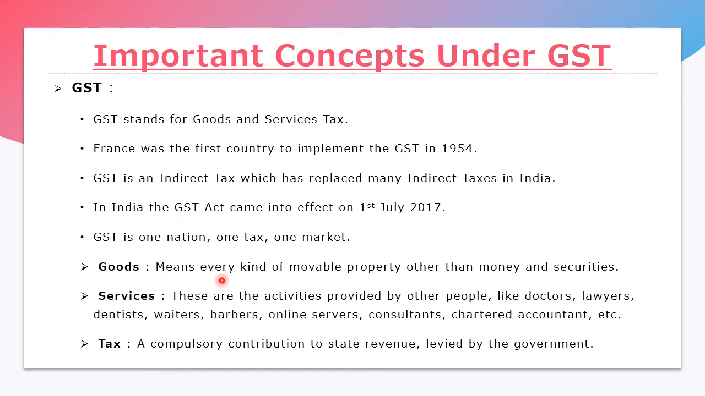What is goods? Any movable thing is called as goods, excluding money and securities. Okay. Then services, whatever the services are given by other people, that is called as the services. Tax is what? It is a compulsory contribution to state revenue, means you are contributing for the state revenue. Okay, state के income में आपका योगदान है, that is called as a compulsory contribution to state revenue levied by the government, which is imposed by the government. So this is all about the GST. Now let us see the other concept which is coming under GST.